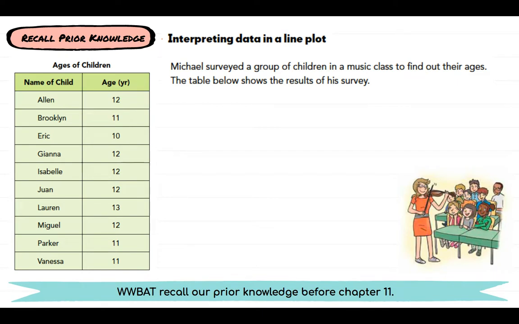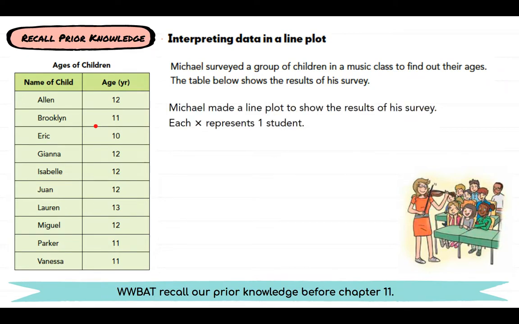Today, we're just going to recall our prior knowledge, and the main thing is just to interpret the data in a line plot. Let's look at this table. Michael surveyed a group of children in a music class to find out their ages, and this table shows the results of his survey. As you can see, the table has the name of the child and the age. So Alan is 12, Brooklyn is 11, Eric is 10, and so on and so forth.